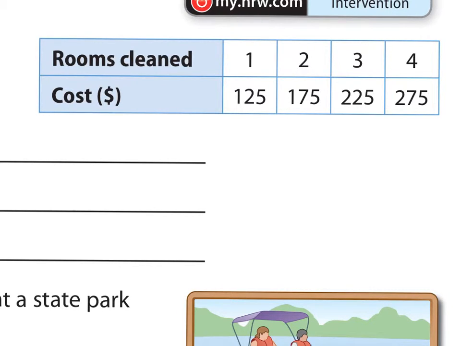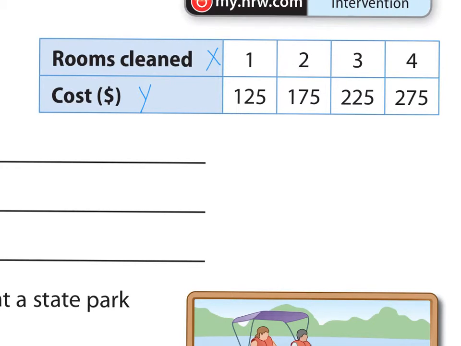So, first thing we're going to figure out, let's figure out the slope. All right? The cost is our y, the rooms cleaned is our x, because the cost depends on the number of rooms that are cleaned, right? Yep. All right, so it makes it a dependent variable.